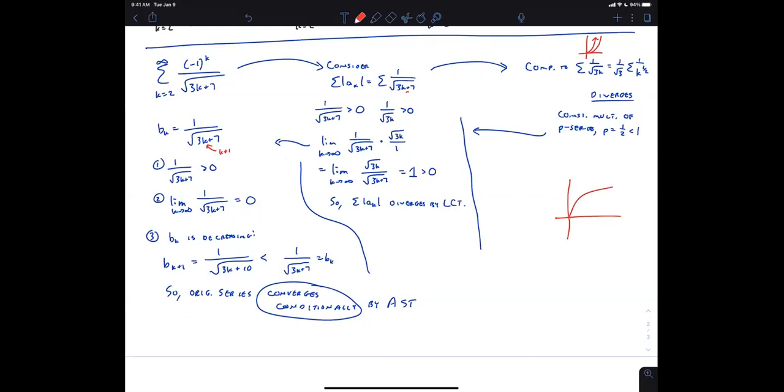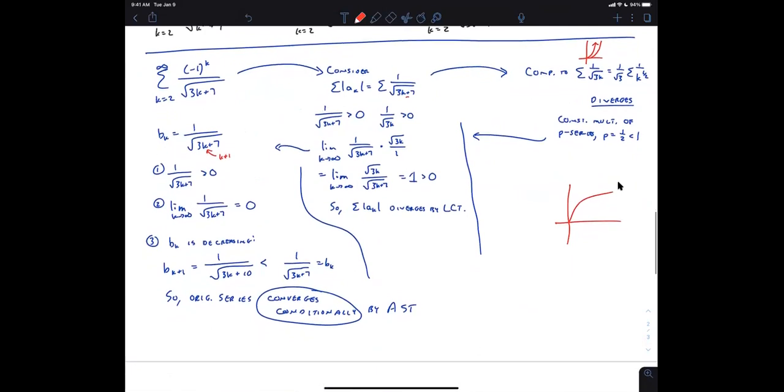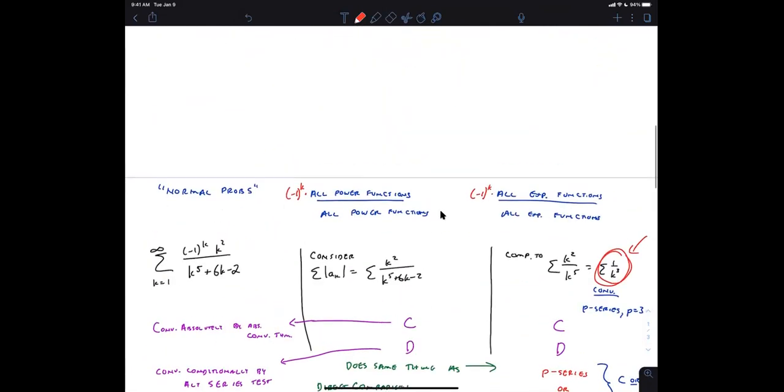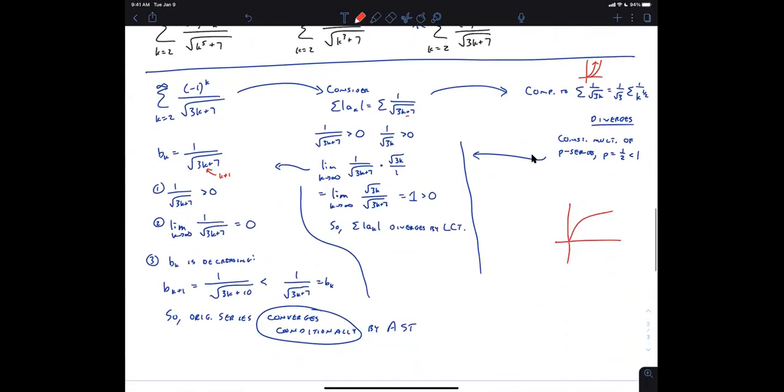And so, okay, Katie's question in chat is, so when the compared series diverges, we have to use both the alternating series test and either comparison test. Yes, unless it's the k-term test, meaning it's the weird case where you get like 3/5 over here. Does that answer the question? So yeah, no problem. But again, that applies when it's these normal ones where it's all power functions or all exponential.